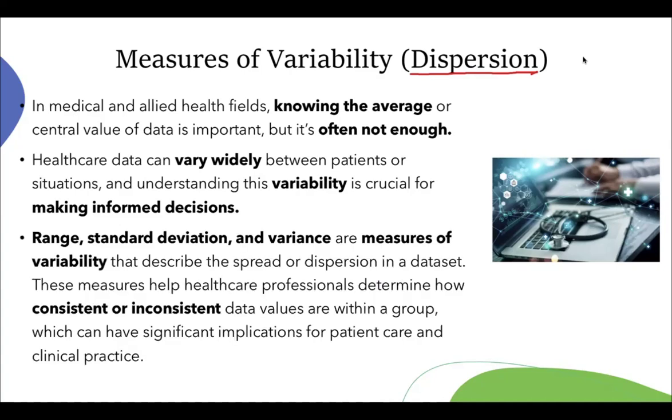The range, standard deviation, and variance are measures of variability that describe the spread or dispersion in a data set. These measures help healthcare professionals determine how consistent or inconsistent data values are within a group, which can have significant implications for patient care and clinical practice.